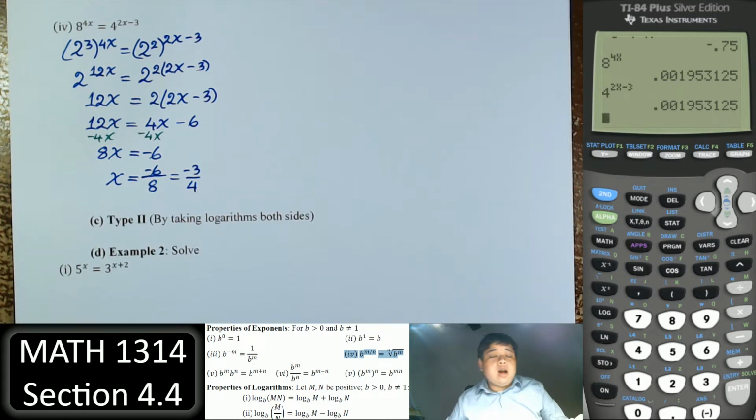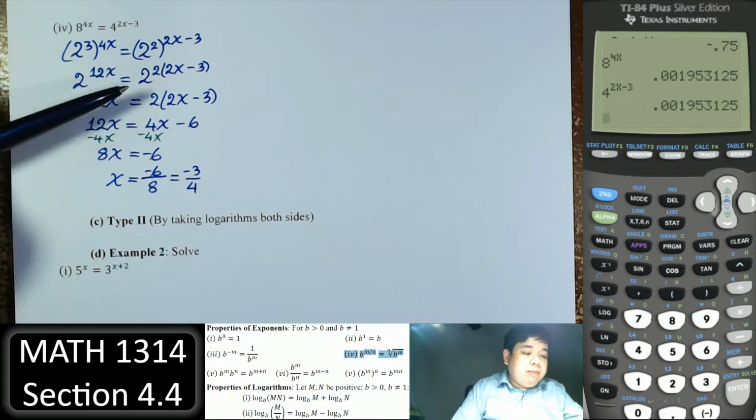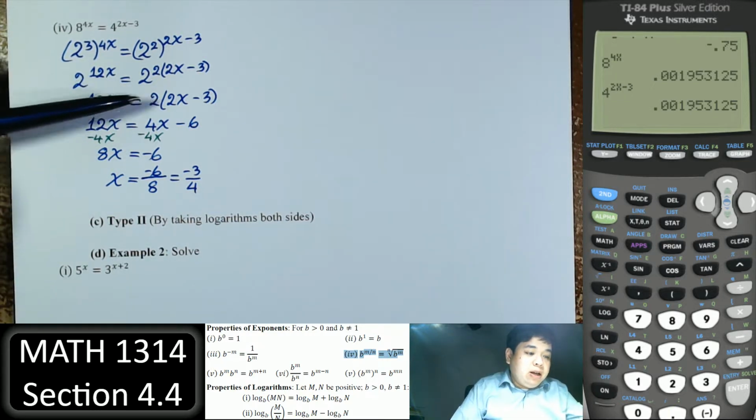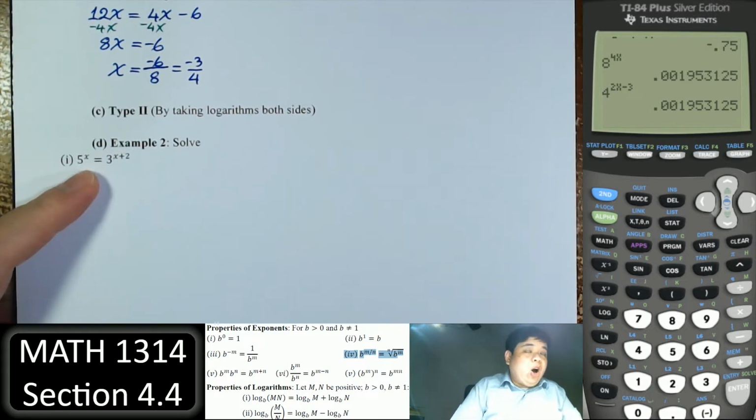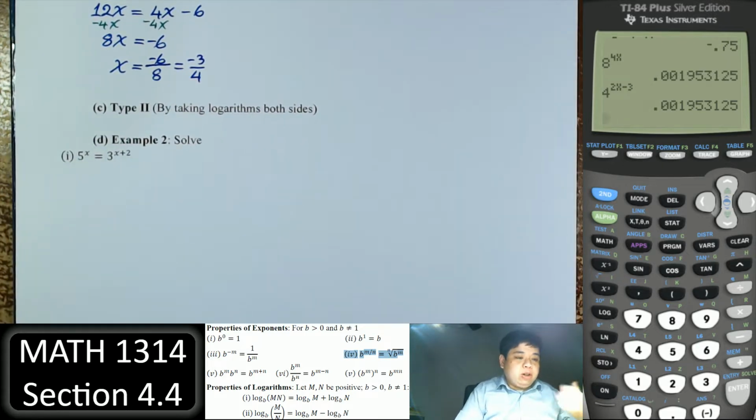So that is the first type of exponential equation where we bring both sides to the same base. When the bases are the same, the exponents must be the same. Next, where we cannot change them to the same base. So in that case, what can we do?